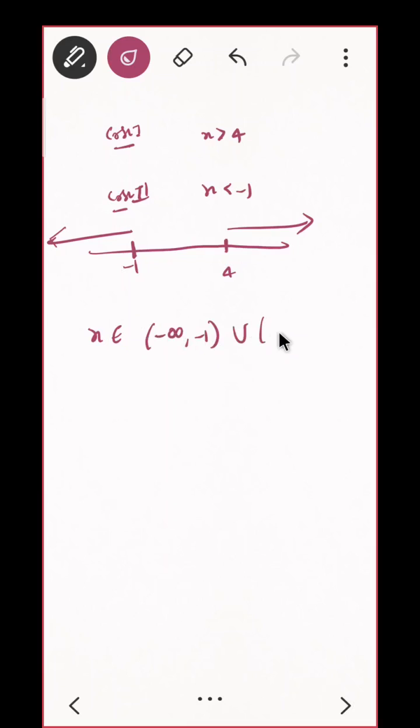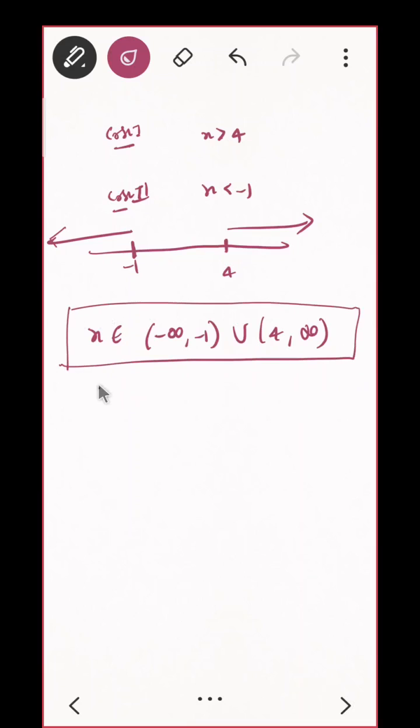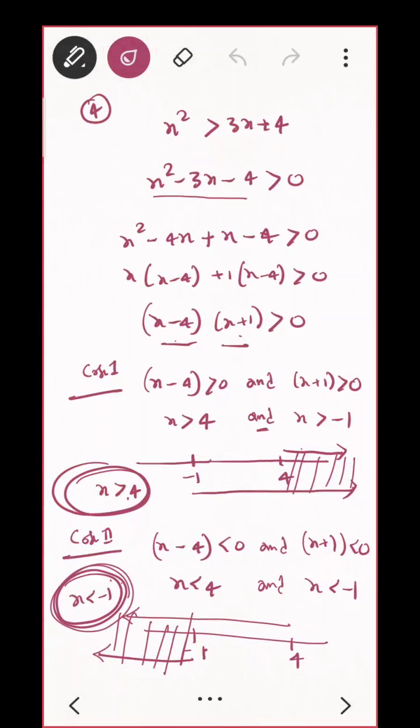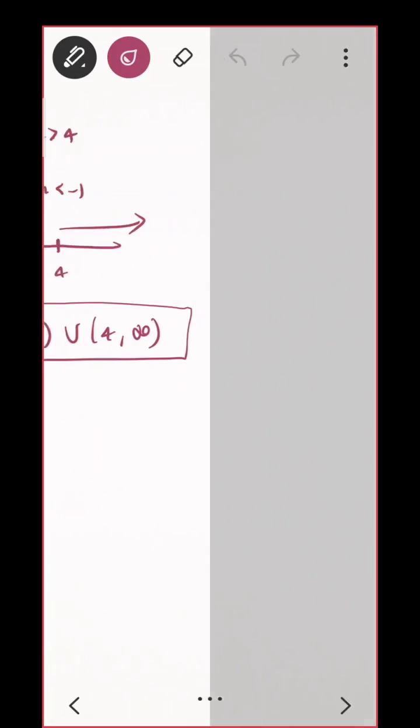Union 4 to infinity. Do you agree? Think about it. Do you agree, everyone? Yeah, perfect. Good. So this is how I used to solve this type of question. Okay. I'll just give you a hint of a question.